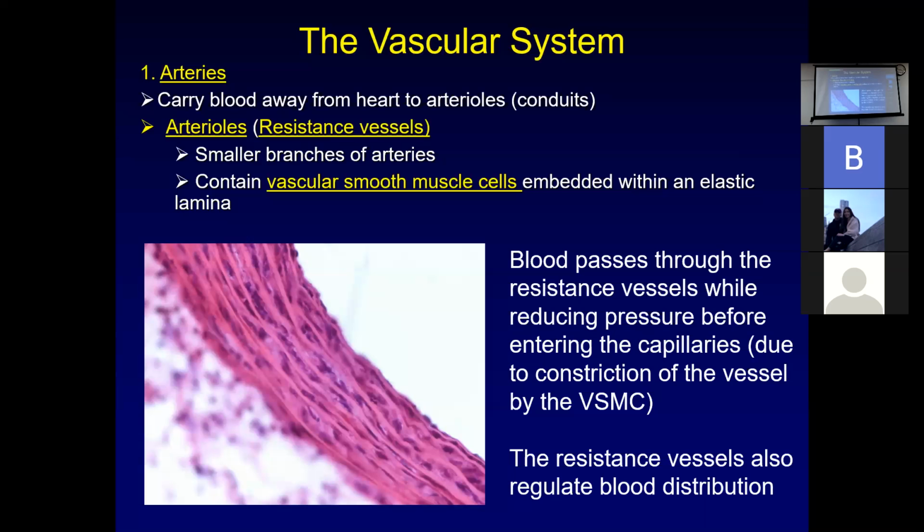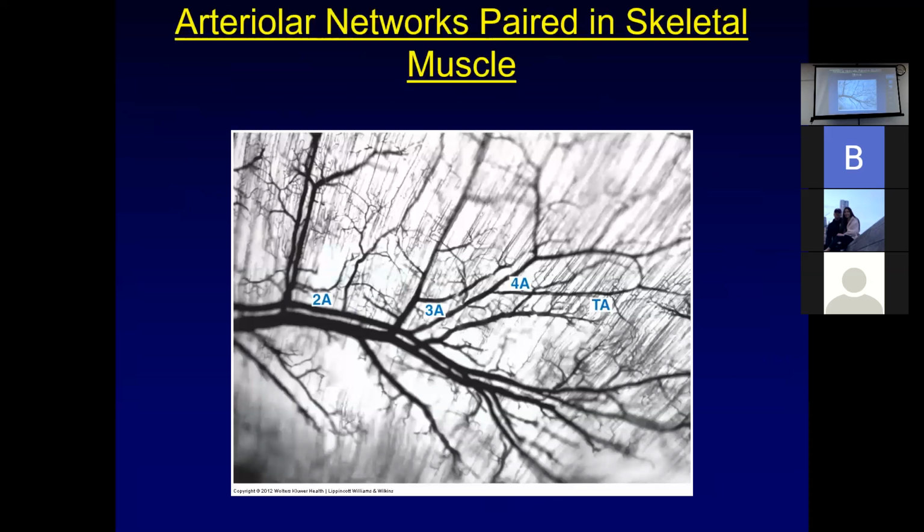We're really, really good during exercise at shunting blood away from all other tissues except for the heart and the brain, and everything else goes to skeletal muscle. And so we can send lots of blood and lots of oxygen to our muscles.